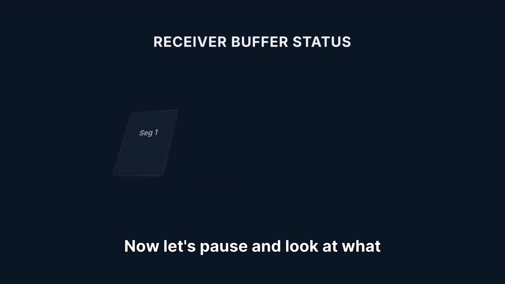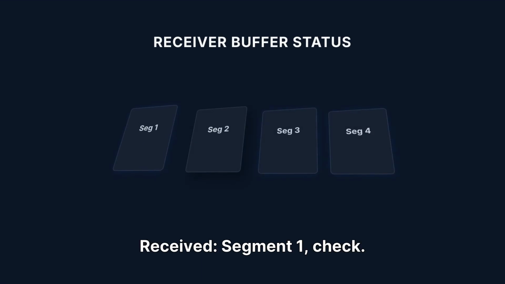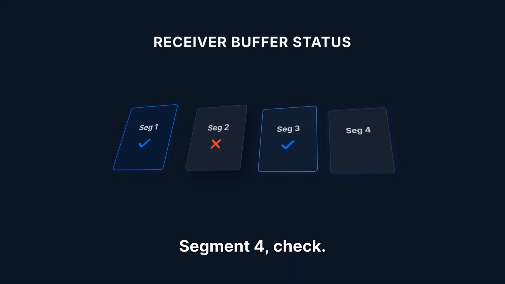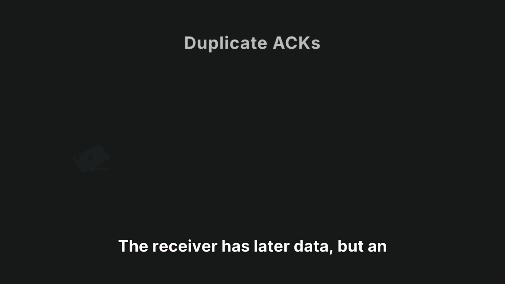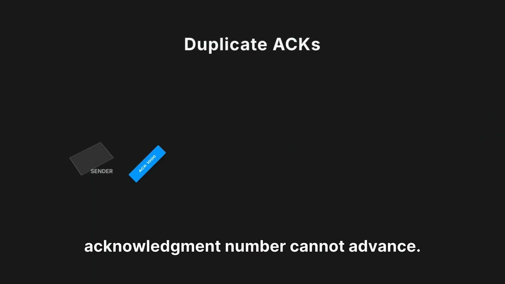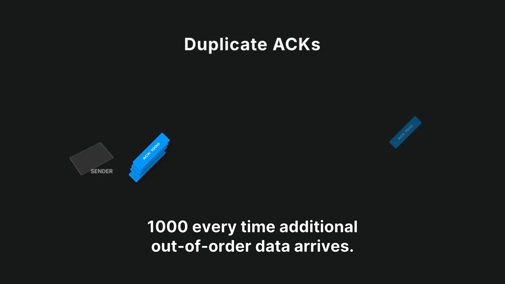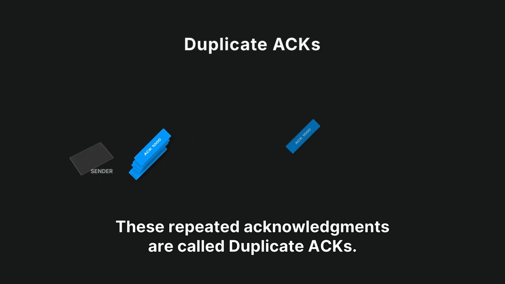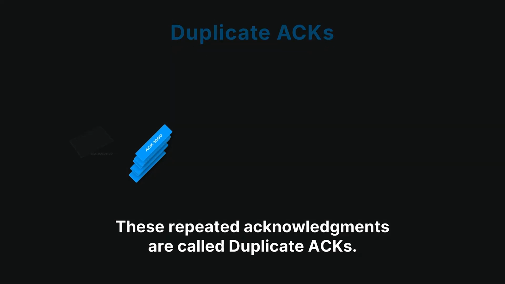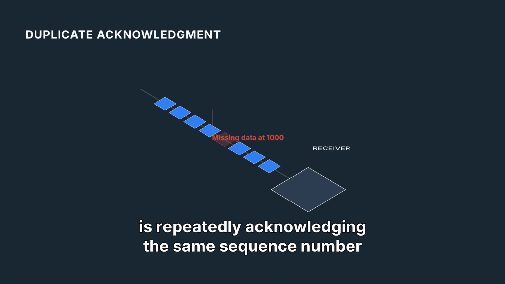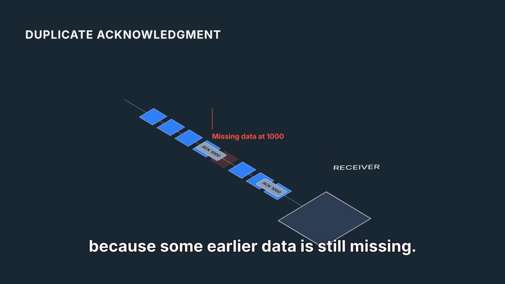Now let's pause and look at what the receiver has. Received, segment 1, check. Segment 2, missing. Segment 3, check. Segment 4, check. The receiver has later data, but an earlier segment is missing. As long as that gap exists, the acknowledgement number cannot advance. The receiver therefore keeps sending ACK equals 1000 every time additional out-of-order data arrives. These repeated acknowledgements are called duplicate ACKs. A duplicate ACK simply means the receiver is repeatedly acknowledging the same sequence number because some earlier data is still missing.